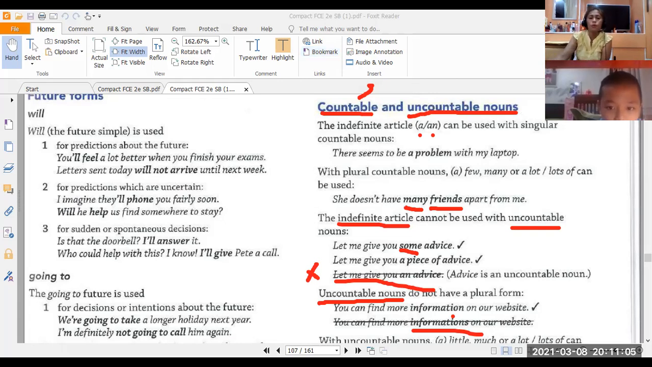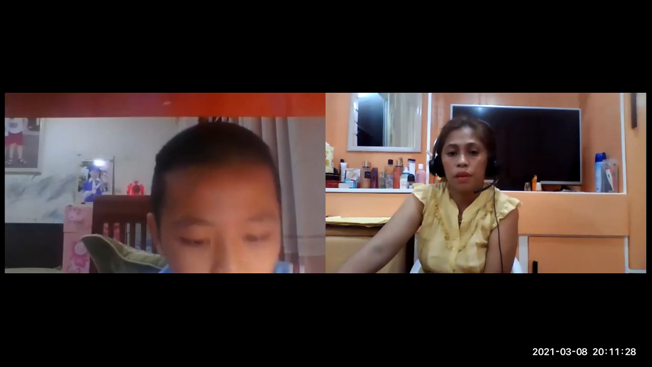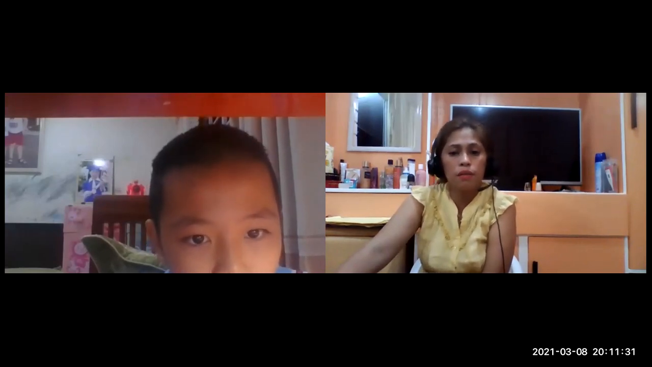Now, Kyo, I will give you some activity about countable and uncountable nouns. This is for the teacher to know if you understand the lesson or not. Okay, I will share the activity for countable and uncountable. This is basic, but I want you to answer this.